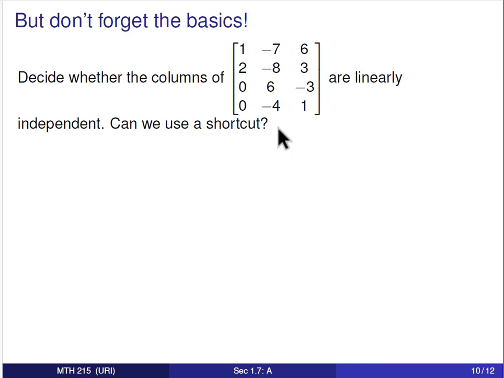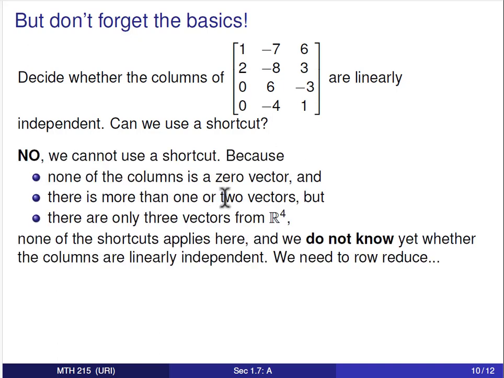Well, if we think about our shortcuts, the 0 vector shortcut doesn't apply here because none of these vectors is a 0 vector. We have more than one vector or 2 vectors, so we can't really use those rules because they applied only to the situation where you had just one vector in your set or 2 vectors in your set. And finally, there are 4 entries in these vectors, but there are only 3 vectors. There are not more vectors than entries. And because of that, we know that none of the shortcuts we've talked about applies here. We do not know at this moment whether the columns are linearly independent or not.